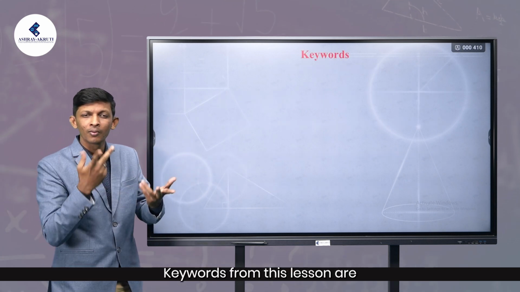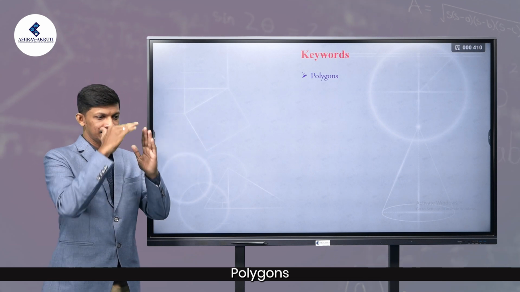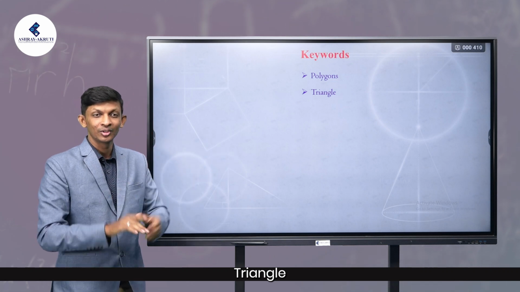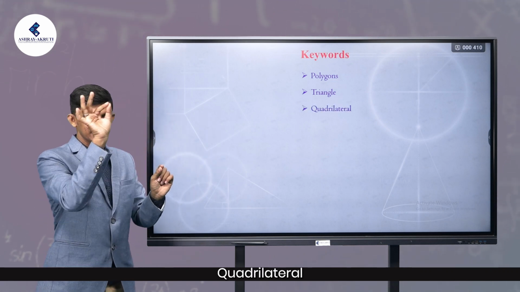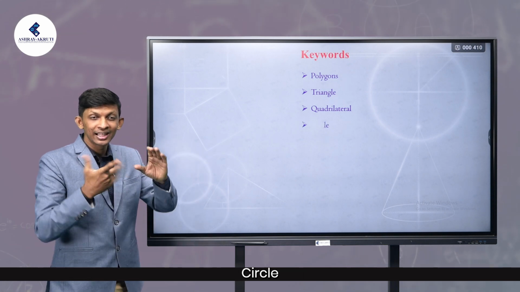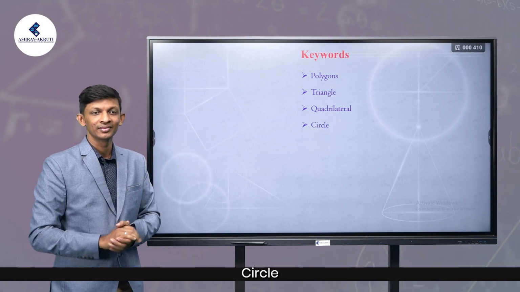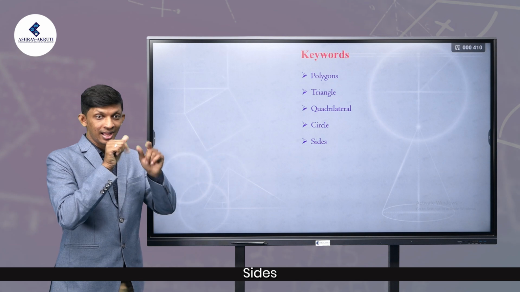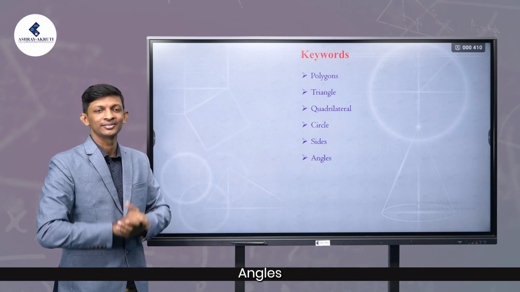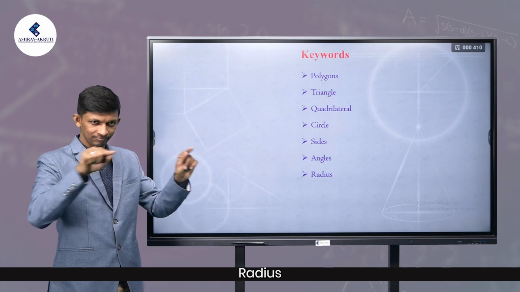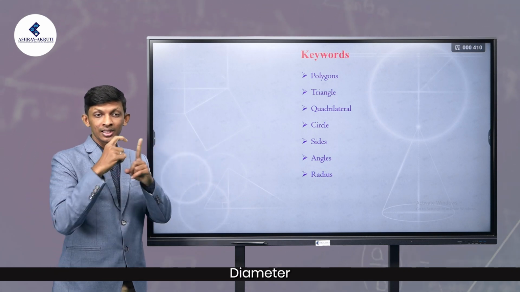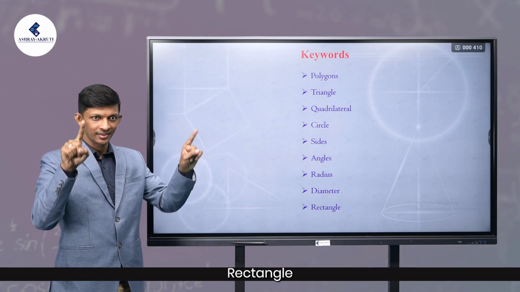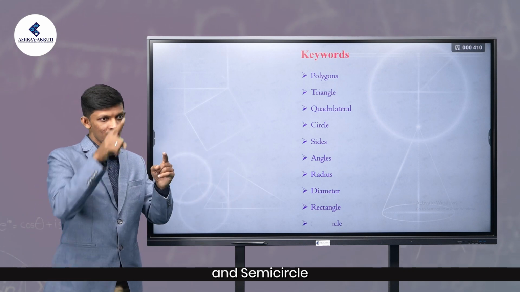Keywords from this lesson are polygons, triangle, quadrilateral, circle, sides, angles, radius, diameter, rectangle, and semicircle.